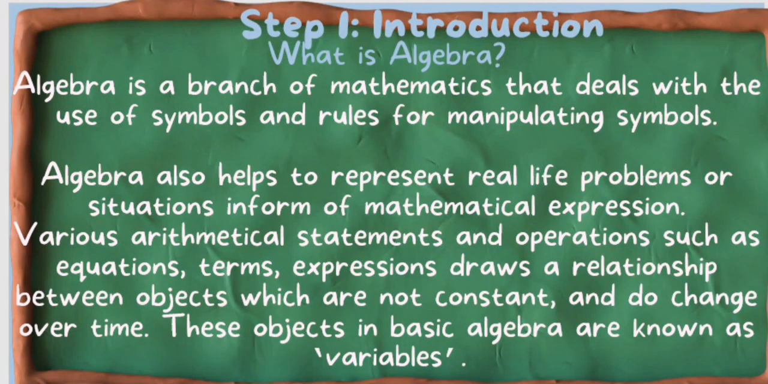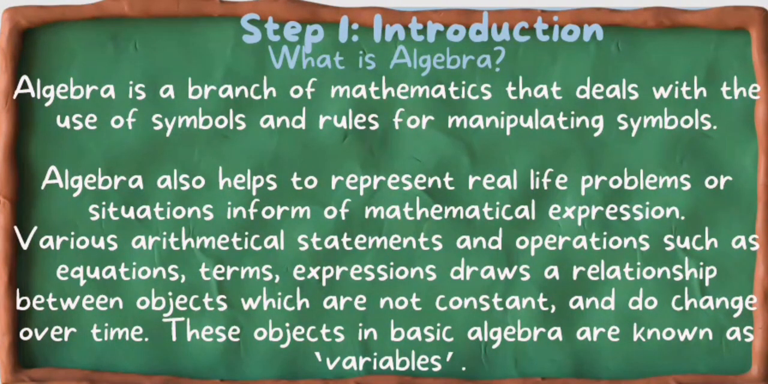So what is algebra? Algebra is a branch of mathematics that deals with the use of symbols and rules for manipulating mathematical symbols. Algebra also helps to represent real-life problems or situations in form of mathematical expressions. Various arithmetical statements and operations such as equations, terms, expressions draw a relationship between objects which are not constant and do change over time. These objects in basic algebra are known as variables.